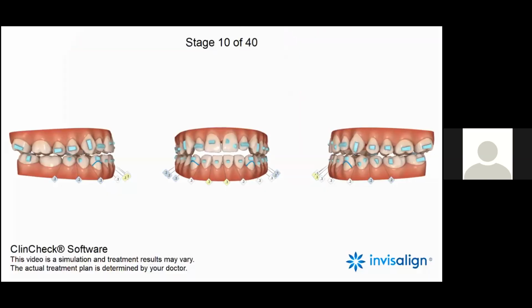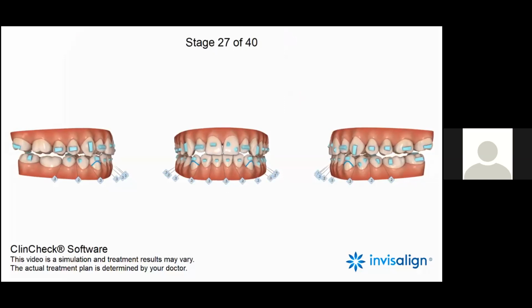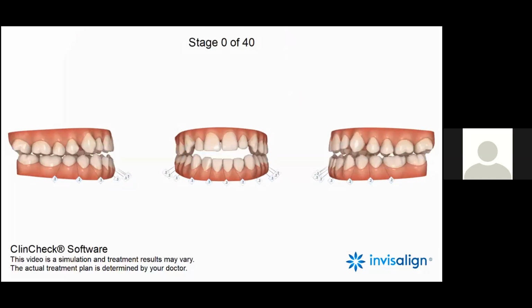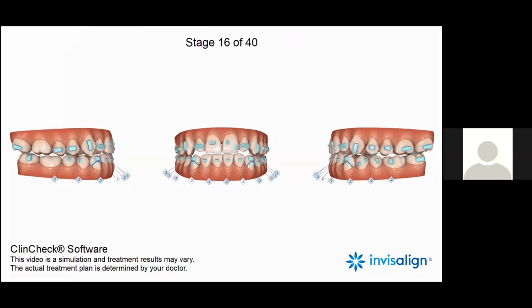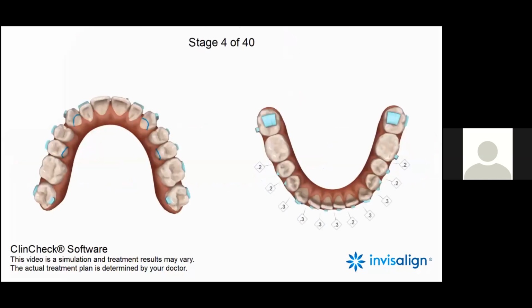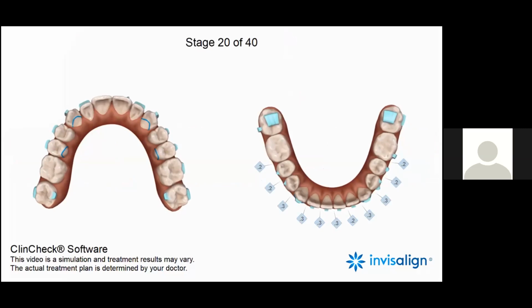This is his ClinCheck showing that we are closing the bite with anterior extrusion and posterior intrusion to try to control the vertical. He does have class 3 elastics built in as a triangle. I think the next slide shows that. It's upper 3, 5 to lower 3, I believe, is the class 3 triangle.